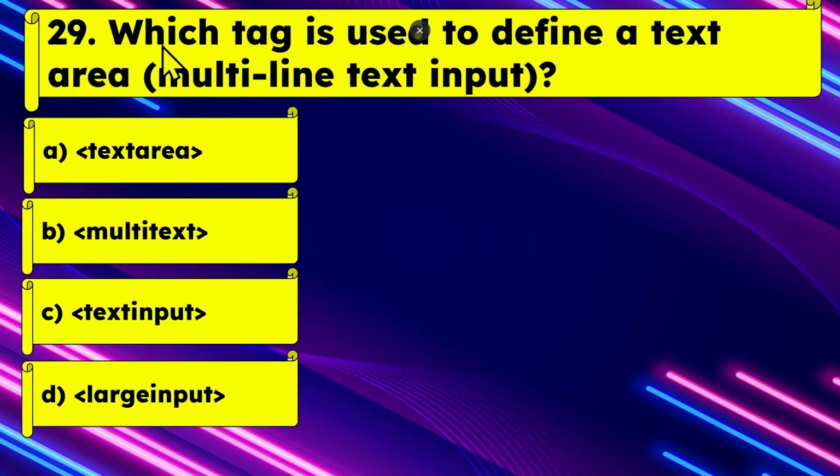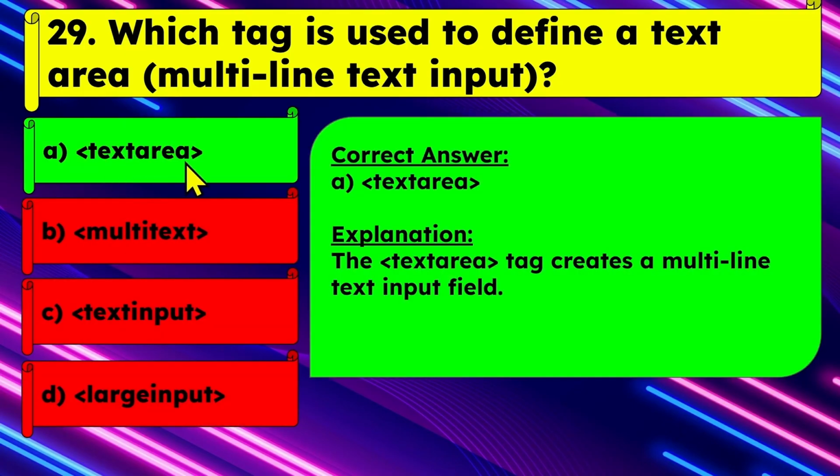Our next question is, which tag is used to define a text area, which means multi-line text input? Option A, text area. Option B, multi-text. Option C, text input. Or option D, large input. So here the correct answer will be option A, means text area. You can see the text area tag creates a multi-line text input field.